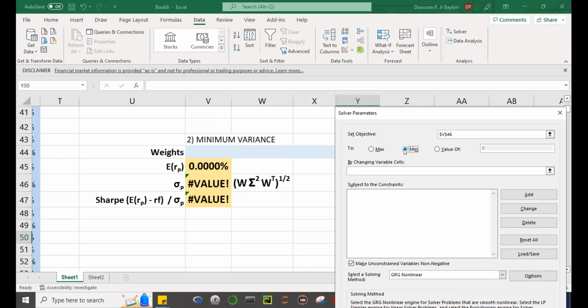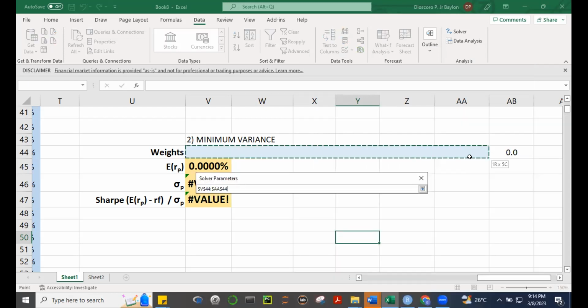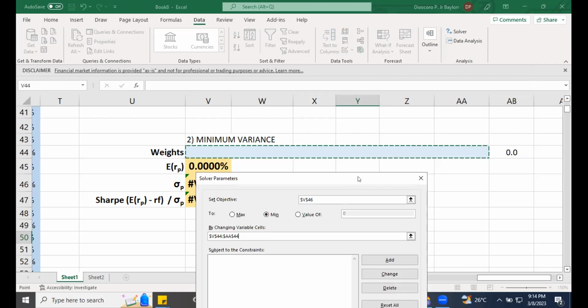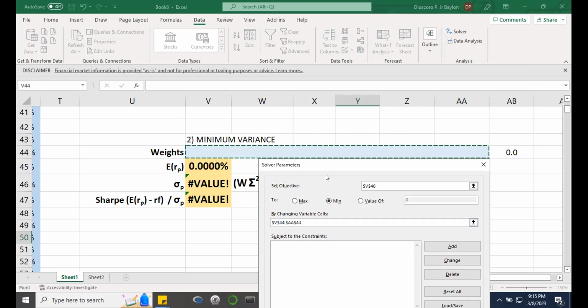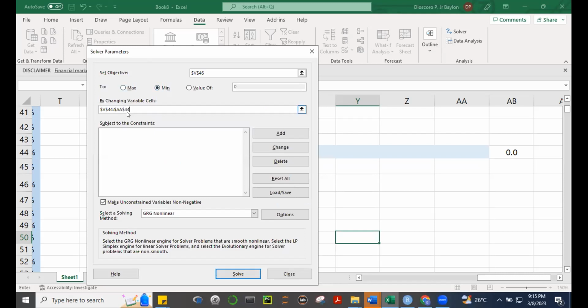All right, then, ano yung changing cells natin? Our changing cells will be your decision variables, ito. Kung ano yung pinapana, yung mga weights. So we highlight that. Highlight the weights. And then subject to what constraint? Ito sa ilalim. Here. Ito na yung changing cells natin. Yung kulay blue na yan. Subject to constraints, add natin.